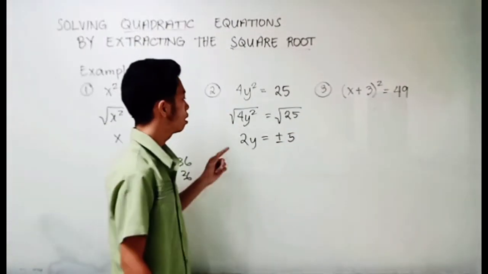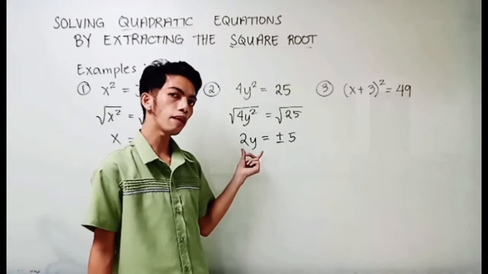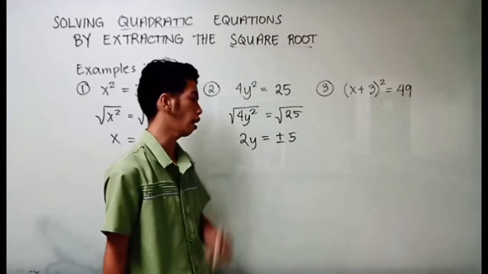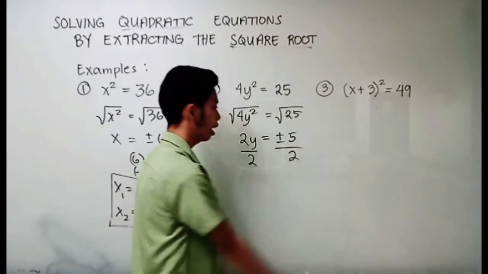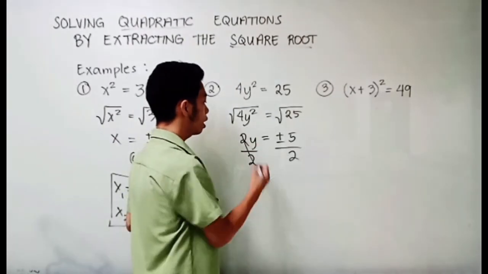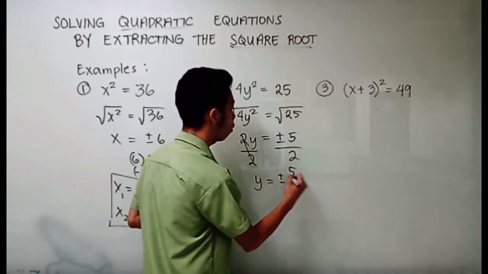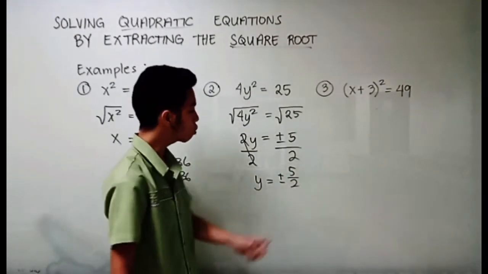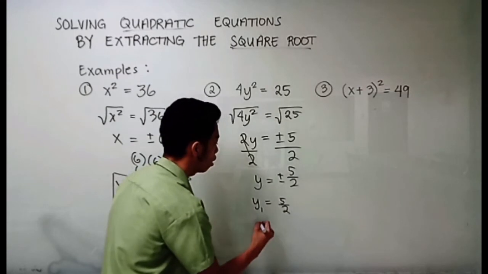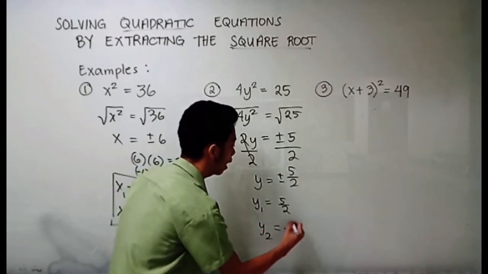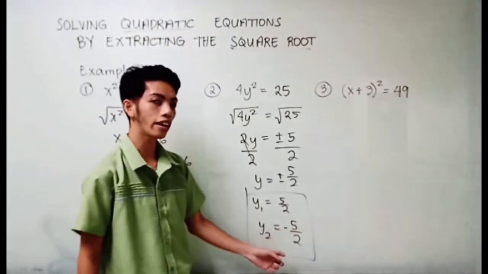Now, since meron pang kasama si y, kailangan siyang mawala doon. Para mawala si 2 dun sa tabi ni y, we are going to divide both sides by 2. And dividing both sides by 2, it will give us y is equal to positive or negative 5 over 2. And this will give us y sub 1 is equal to 5 over 2, and y sub 2 is equal to negative 5 over 2. Are we clear with this?